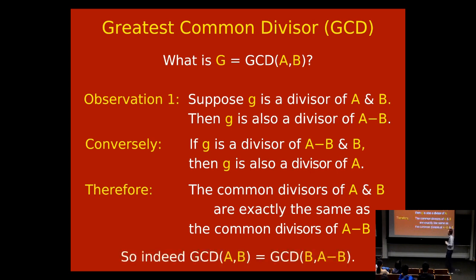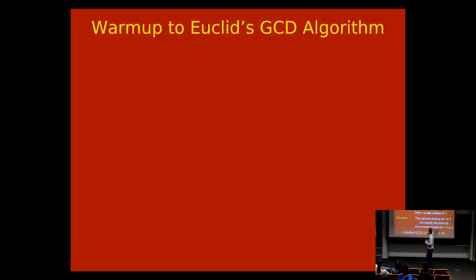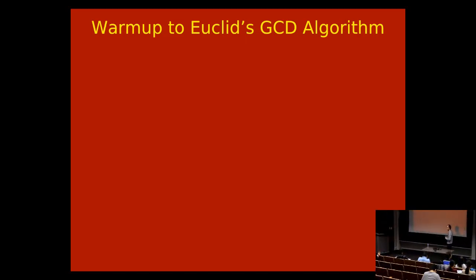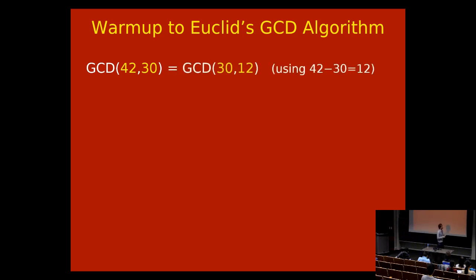OK. So let's do an example. It's not the full Euclid's algorithm, it's kind of a warm-up. And this is definitely historically known before Euclid's algorithm was known. It's called the subtractive GCD algorithm. Let's say I want to compute the GCD of these tiny numbers, 42 and 30. I use this idea that it's the same as the GCD of 30 and 42 minus 30, which is 12. So now I've reduced the computation to a smaller one.